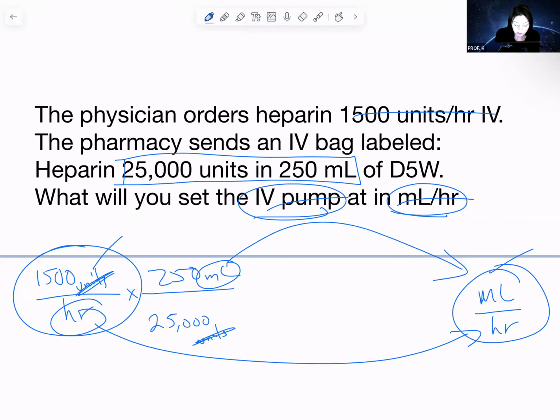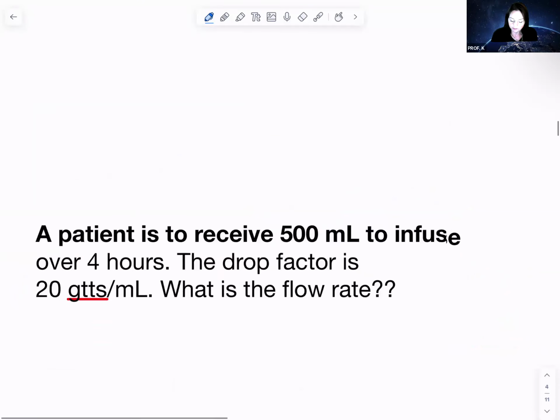You can cross off zeros. 1, 2, 1, 2. You can even do an extra one. 1, 1. Let's do it. 15 times 25. If I wanted to do short math, I gotta use my calculator. Is 375, and 25 times 1 is 25. And then I divide that, and it'll give me 15 milliliters an hour. That's what I'm setting my pump at. Beautiful. Love it.